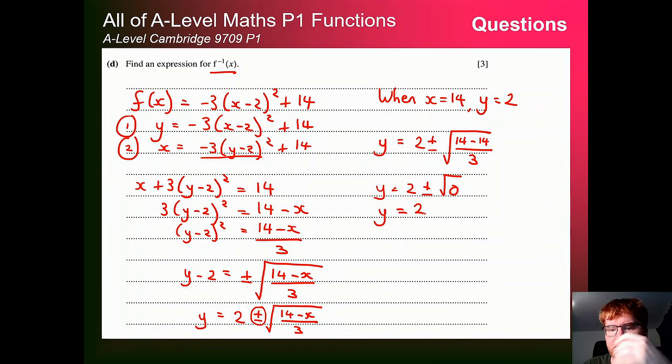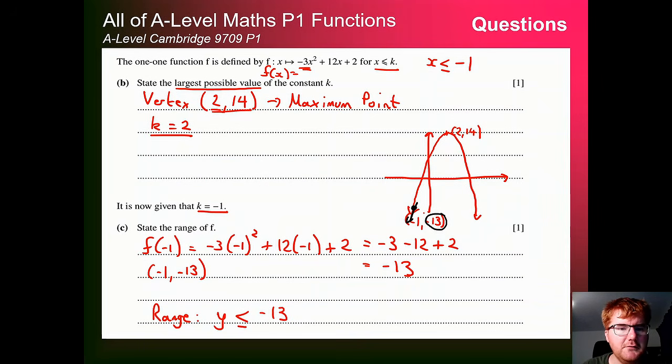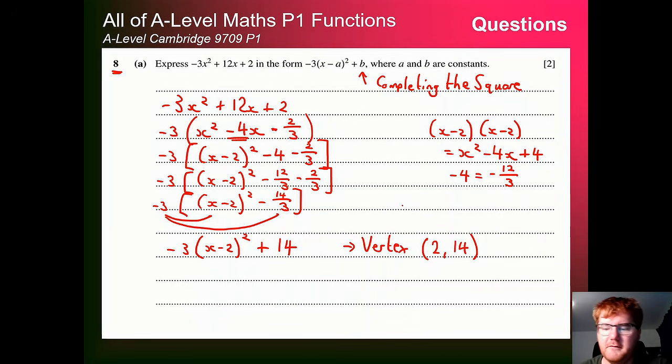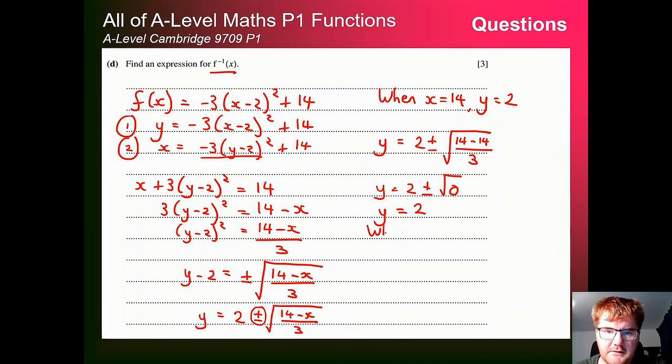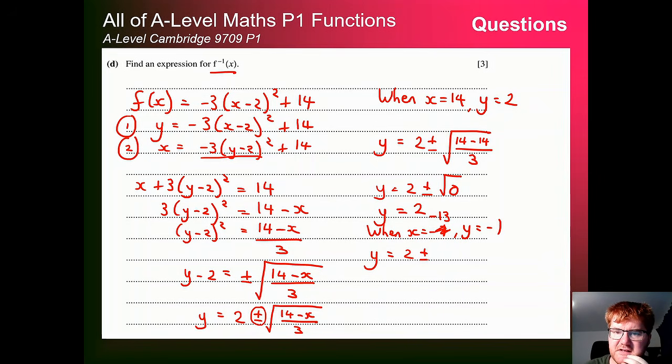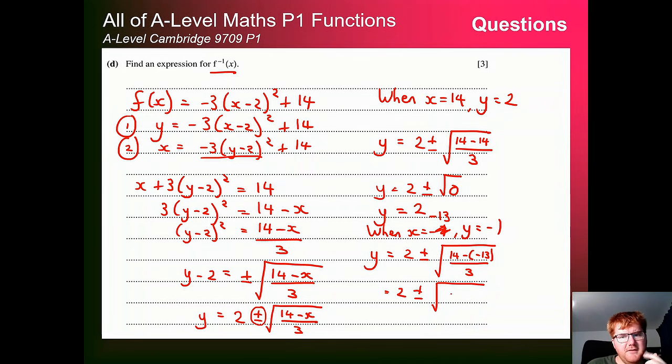I wonder if we can use a different coordinate to check. So we could also use what we've done here, so minus 1, minus 13. So when x is equal to minus 13, y is equal to minus 1. So let's check that as well to be on the safe side. So what do we get here? 14 minus minus 13 over 3. Yeah, this seems a more sensible one to check here, because we are going to get some different answers. We get 27 divided by 3, that's equal to 9.